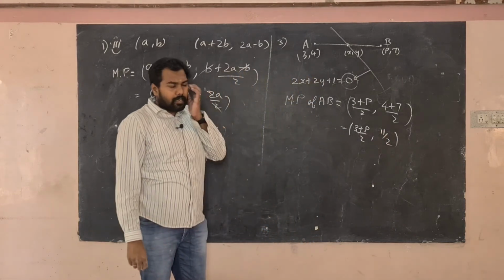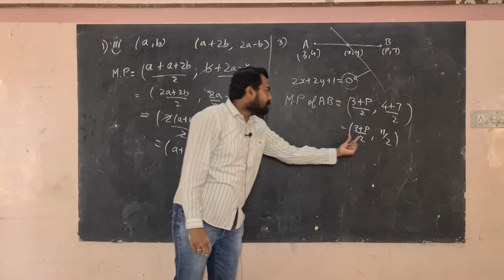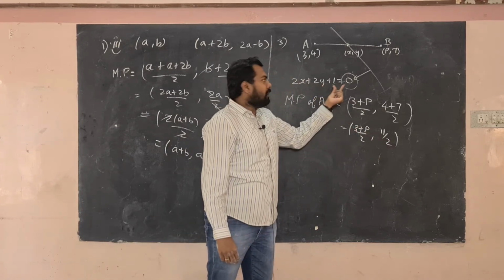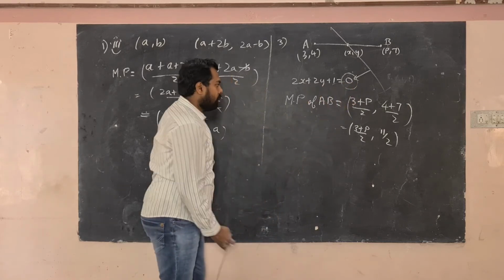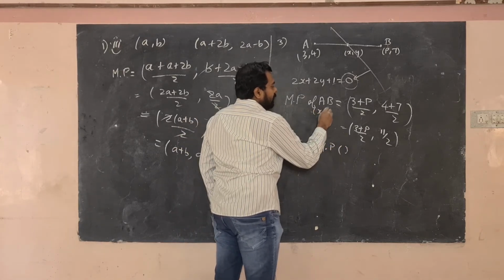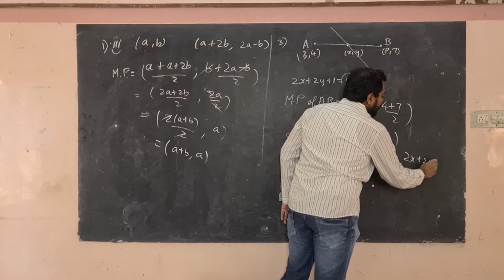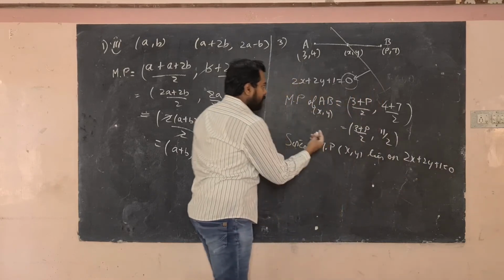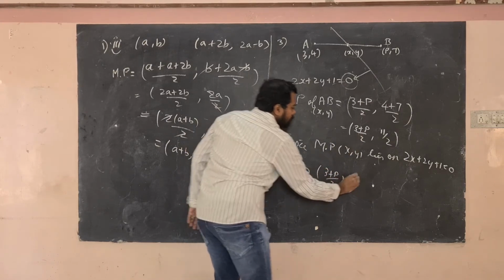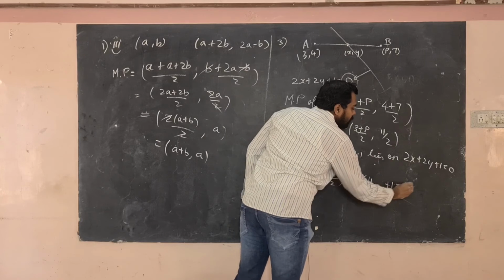11 by 2. So the question says this midpoint lies on this straight line, so we can substitute this value in the x coordinate and this value in the y coordinate, and we'll get 0. Since the midpoint x, y lies on 2x plus 2y plus 1 equal to 0, what can we do? For x, the x coordinate is 3 plus p divided by 2, plus 2 into 11 by 2, the y coordinate, plus 1 will be equal to 0.